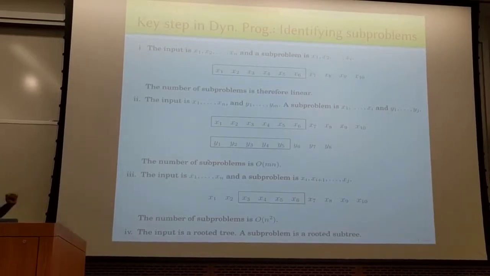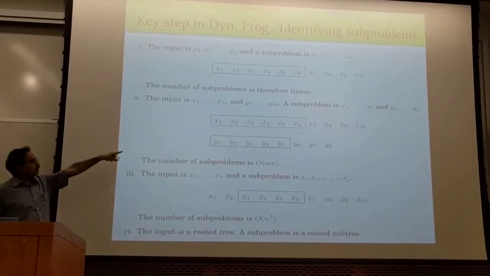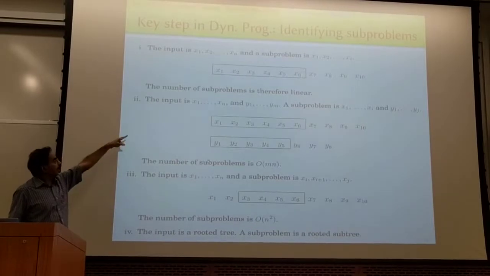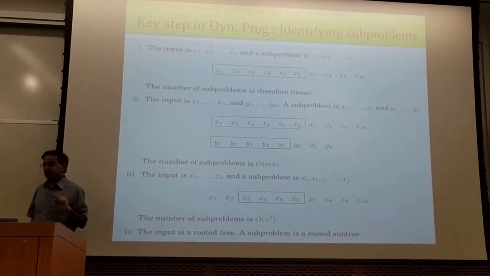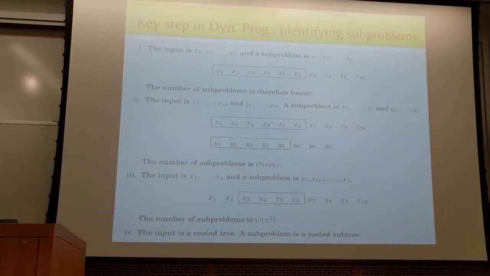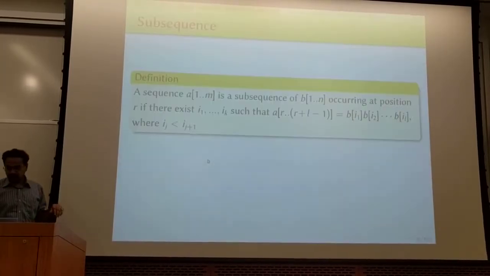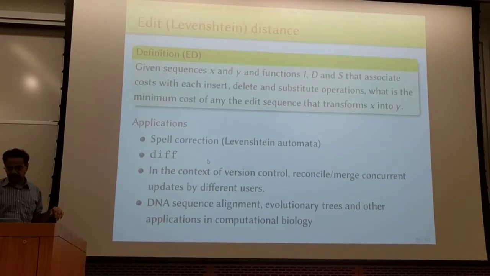Edit distance differs from other dynamic programming problems. So this matches the second case here. You have two inputs x and y, and the subproblems correspond to prefixes of the two inputs. So that's exactly how we are going to formulate this here.